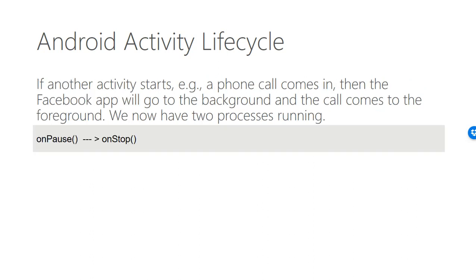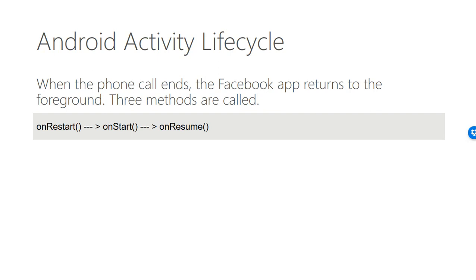If another activity starts, such as a phone call coming in, then the Facebook app will go to the background and the call comes to the foreground. We now have two processes running: OnPause, OnStop. When the phone call ends, the Facebook app returns to the foreground. Three methods are called: OnRestart, OnStart, OnResume.